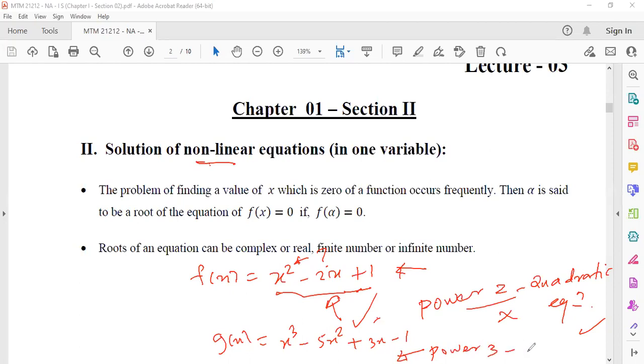Anyone? Can you remember? Yes, good, we got one answer. Others? Power 3 equations can also be called as fill in the blank.